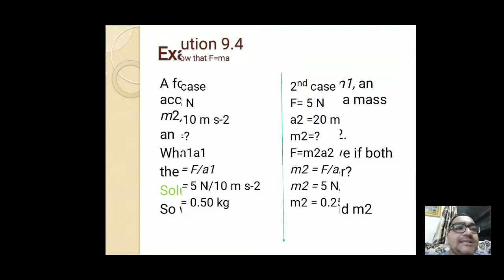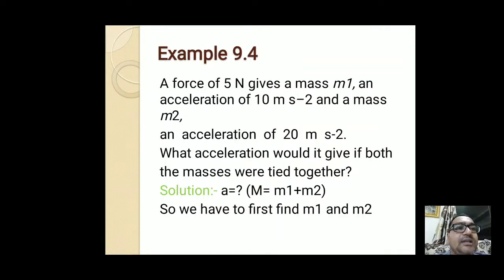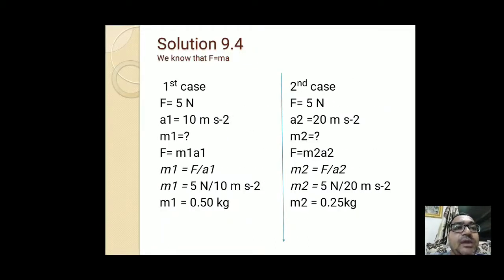Now what is the acceleration in the first case? You can see in the question, an acceleration of 10 meter per second square, and in the second case acceleration is given as 20 meter per second square. So we write it here: a1 is equal to 10 meter per second square and a2 is equal to 20 meter per second square.